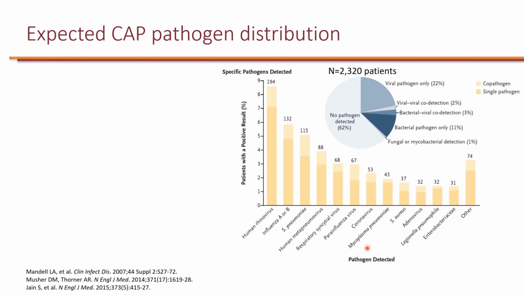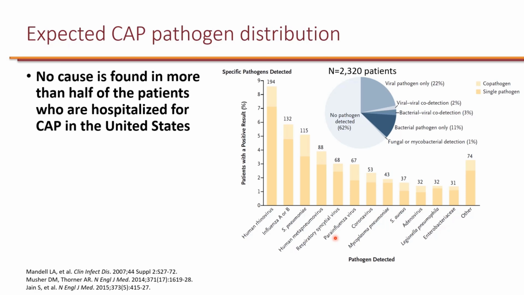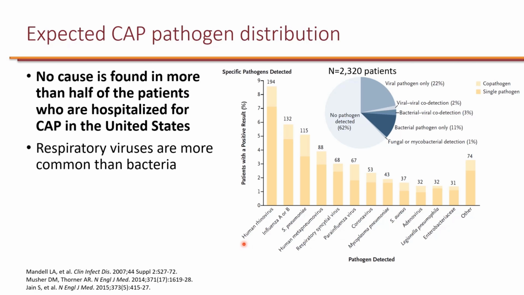Now this study looked at 2,320 patients, and what they were trying to do is to identify common causes of community-acquired pneumonia requiring hospitalization. Now, as you can see, in general, no cause is found in more than half of the patients who are hospitalized for CAP in the United States. The second thing that you will find here is that viruses are actually more common than bacteria.